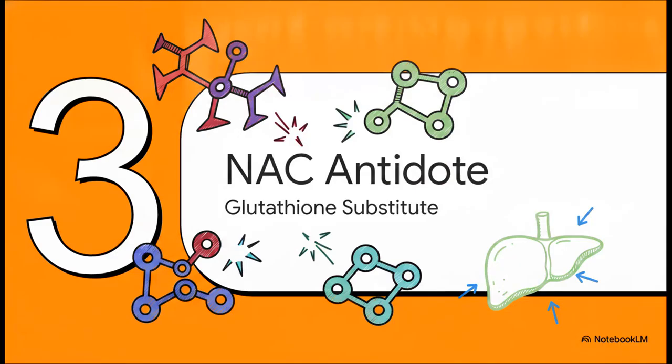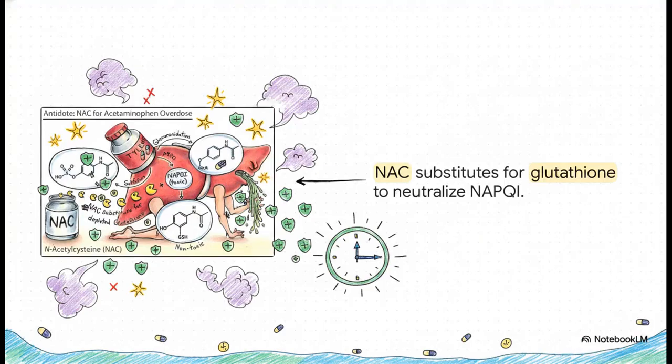Section 3. NAC, the glutathione substitute. Restocking the liver's defenses. To really understand why the liver fails here, we need to zoom in on the cytochrome P450 pathway, specifically the CYP2E1 enzyme. Now, acetaminophen is mostly metabolized safely through glucuronidation and sulfation, but a tiny fraction goes through CYP2E1, and that creates a highly reactive toxic byproduct called NAPQI.